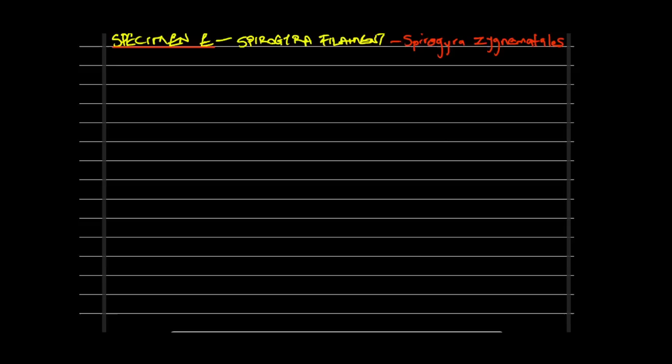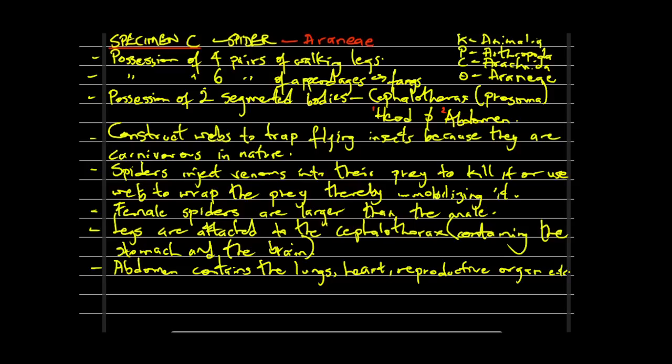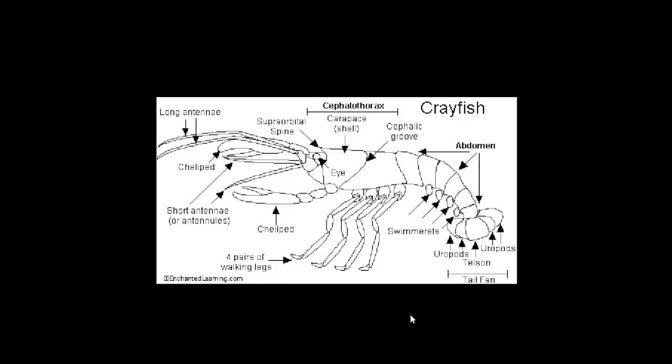So, lest I forget, while we're discussing the crayfish, let me quickly show us a typical example of what the specimen looks like when you are asked to draw it. When you are asked to draw the crayfish, this is what a drawn example looks like. If you don't want to draw it like this, this is a more labeled diagram of specimen D, which is the crayfish.